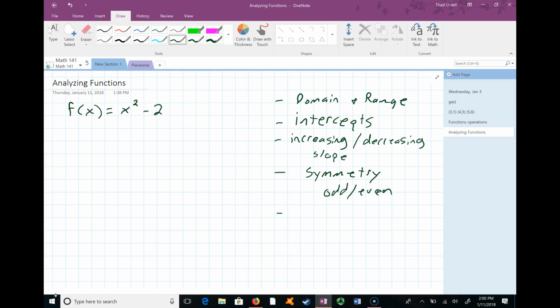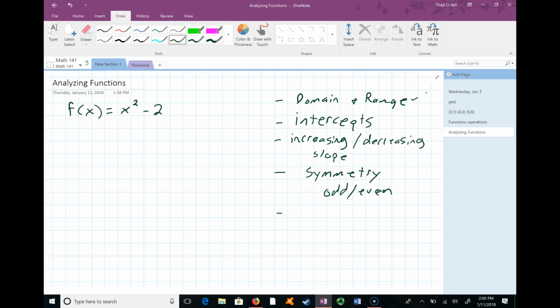Right now, some of the things we've talked about are domain and range, which we've already talked about a little bit. The intercepts are something you've definitely done before you got to this class. You should have found the x and y intercepts of a graph. The new stuff is talking about where the graph is increasing and decreasing, and sometimes the slope. And then also symmetry: does the graph have symmetry, and a specific aspect of symmetry is whether it's an odd or even graph. We're going to take this one function, f of x equals x squared minus 2, and talk about it for each one of these topics.